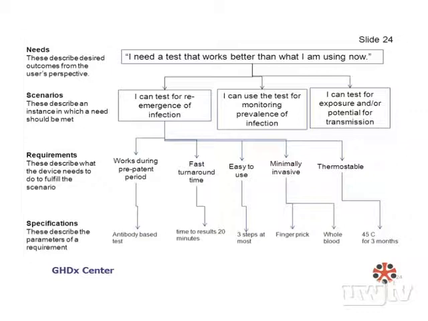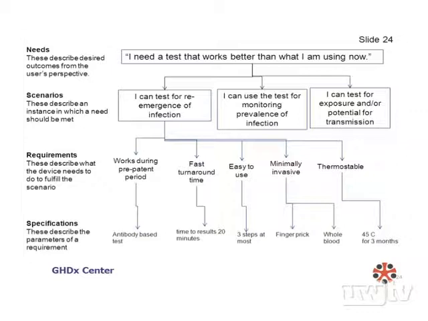In that case, maybe the specification would be, well, maybe we can look at antibody-based tests to be able to work during this period. Going back to the pre-patent period, you might say, okay, I need an antibody-based test to work in this critical period of time. I also need a fast turnaround as a product requirement. And the specification could be 20 minutes or less, and so forth.